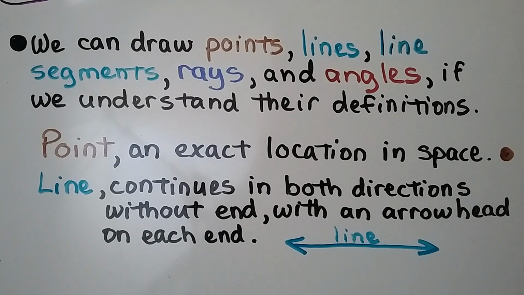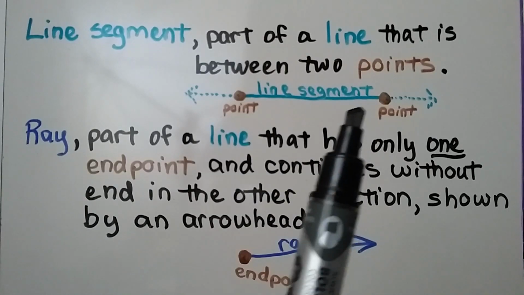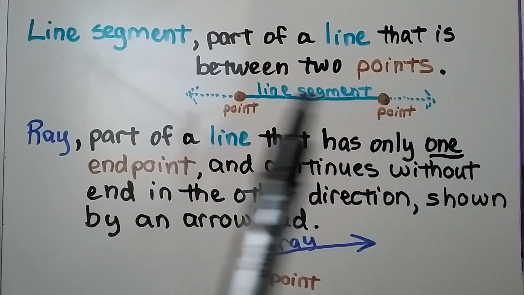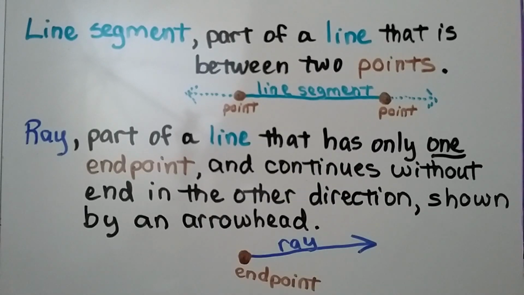Point, it's an exact location in space. It's like a dot. Like this. Line, it continues in both directions without end. It goes on for infinity, with an arrowhead on each end. Line segment, that's part of a line that is between 2 points. So here we have a line, if you look at the dotted ends here, and in between this point and this point, that's a line segment.